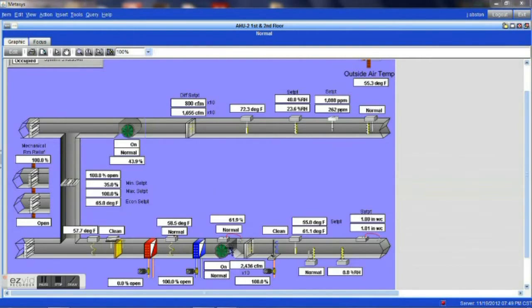We have a main supply fan for that system, represented by this graphic here. This is the part that actually pushes our air into the ductwork, which is then fed to the VAV system for this particular building.